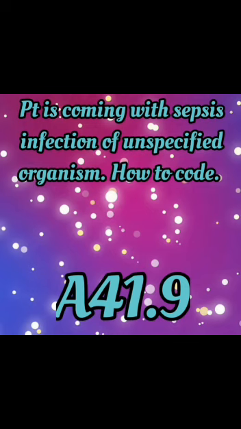Okay, let's see an example. Patient is coming with sepsis infection of unspecified organism. How to code this? So, patient is coming with infection. What is the infection? Sepsis. Here we are unable to know the organism, what it is. So, what will I code? Unspecified organism, that is A41.9. First we check the sepsis, that is the main term. Then check unspecified organism. So, this completes the coding of sepsis.